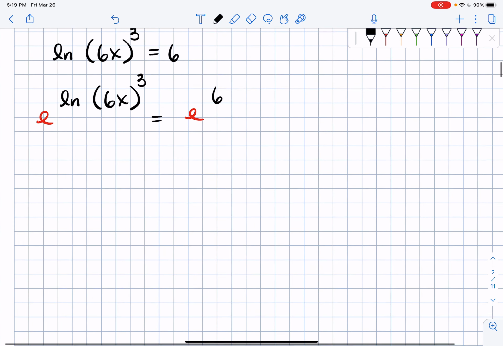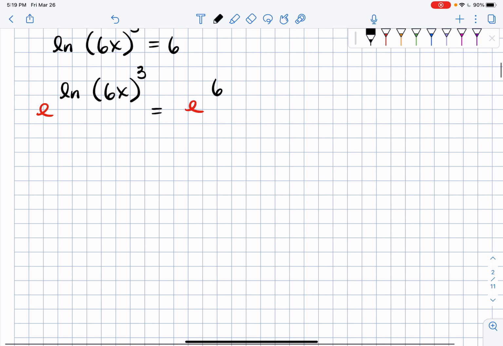I just have the e and the ln, so these two right here are actually opposite operations of each other, so it cancels each other out, okay? So what I actually have now is 6x to the third is equal to e to the 6th power, okay? Now, this is 6 to the third and x to the third, right? Because it's in parentheses. So what's the opposite operation of to the third power?